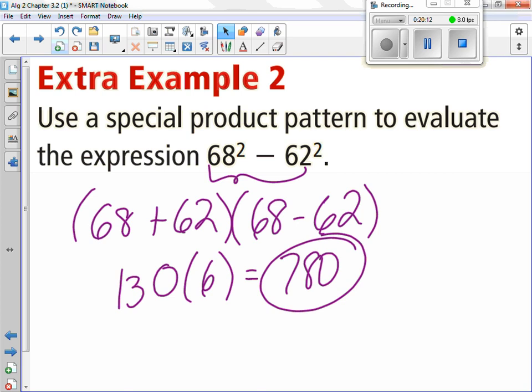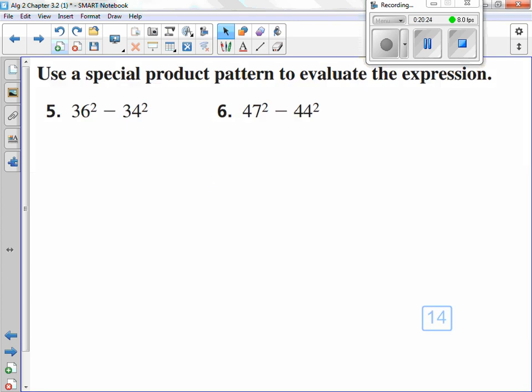So there's nothing wrong with typing these into the calculator. The calculator will tell you exactly what it is. And it's a lot easier than doing it that way. So here, use a special product? No, just plug these in the calculator and you'll get the answer. Any questions on anything we've done so far?